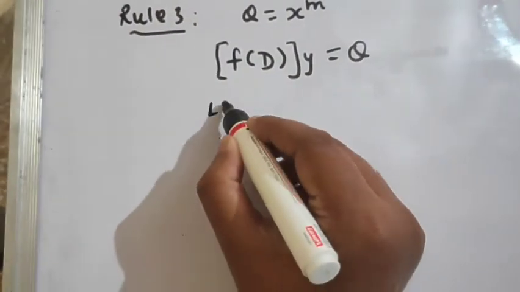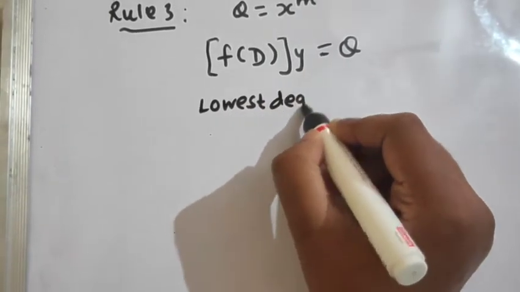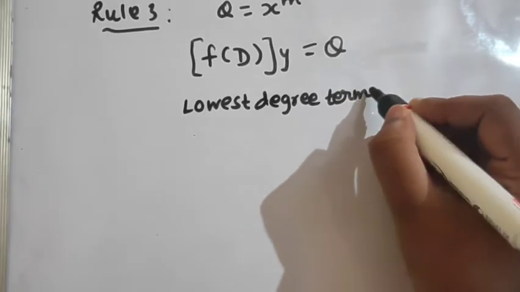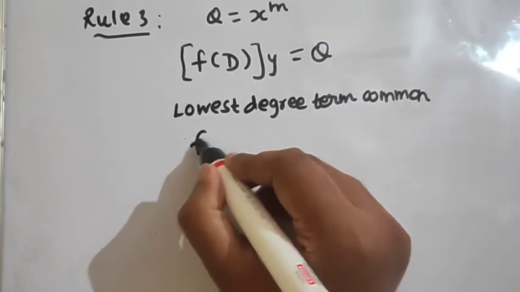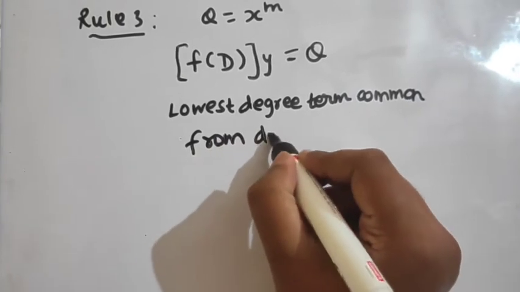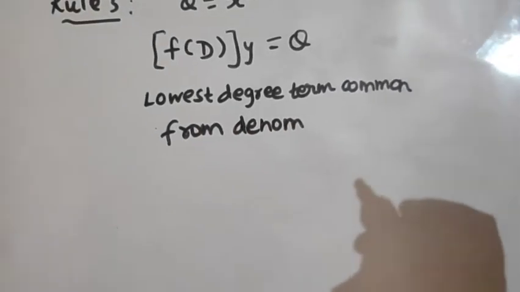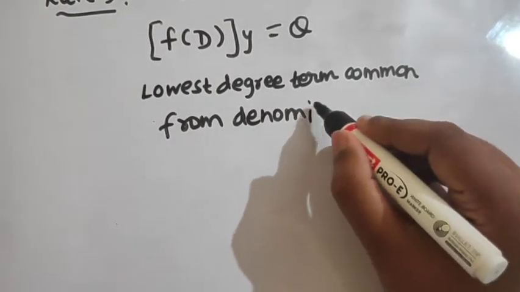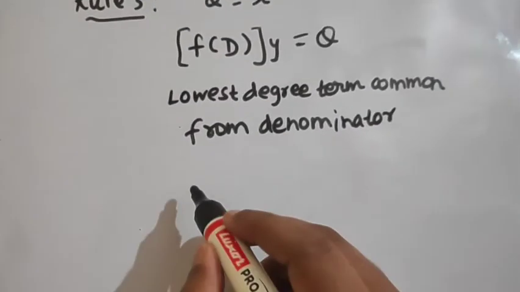You write that lowest degree term common from the denominator. Lowest power term common from the denominator may be any power, but it needs to be the lowest, and then proceed. So you will get something like this.